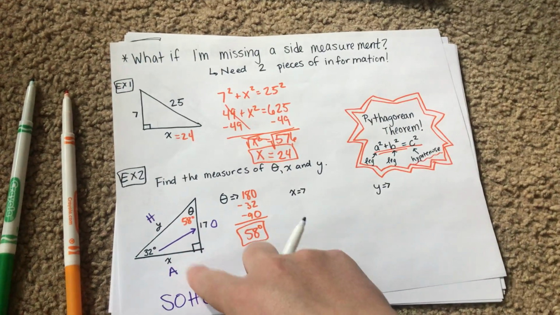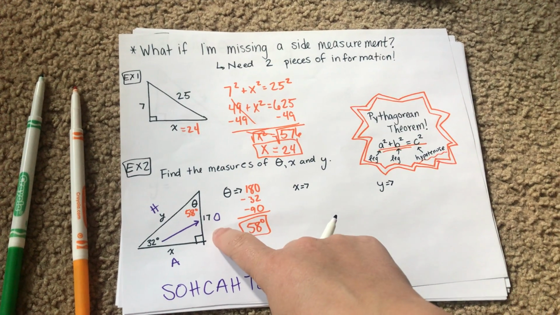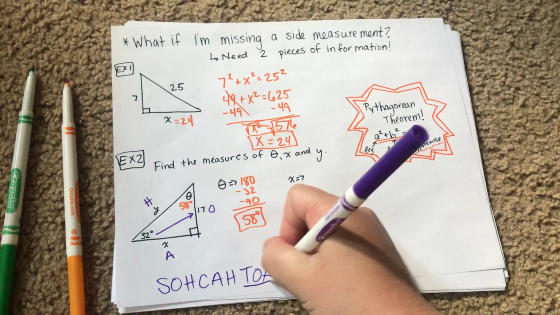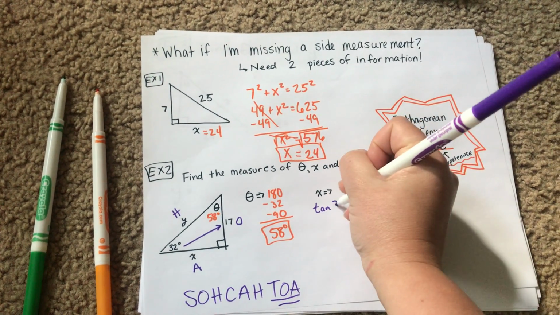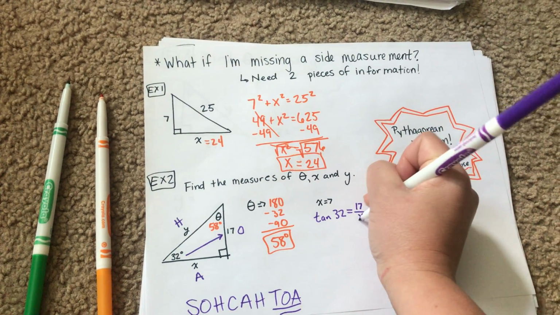Now, if I'm looking for x here, that's an adjacent to my 32. And I know this 17 here is an opposite. So opposite and adjacent, I'm going to end up using tangent here. So I know my tangent of 32 is equal to the opposite over the adjacent.